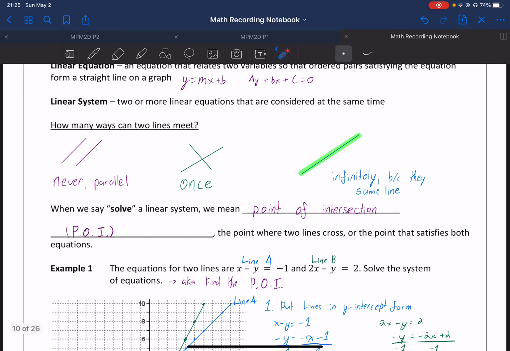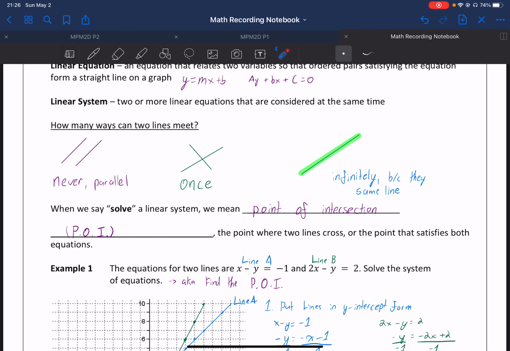There's three ways this could happen. One, never, because the lines are parallel. The other way is once. Lines are straight. They do not go all over the place. Therefore, if they're going to cross, they're only going to cross once because they're going to overtake each other and then never see each other again. And there's one other way: infinitely, when they're the exact same line.